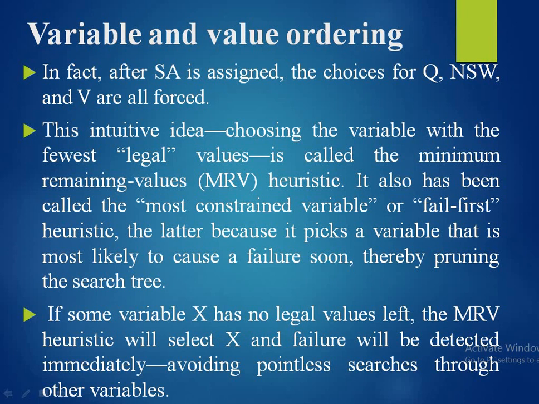Choosing the variable with the fewest legal values is called the minimum remaining values heuristic, that is, the MRV heuristic. It has also been called the most constrained variable or fail-first heuristic, the latter because it picks a variable that is most likely to cause a failure soon, thereby pruning the search tree. If some variable x has no legal values left, the MRV heuristic will select x and failure will be detected immediately, avoiding pointless searches through other variables.